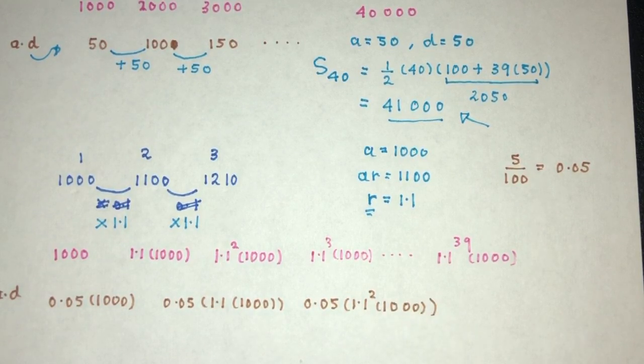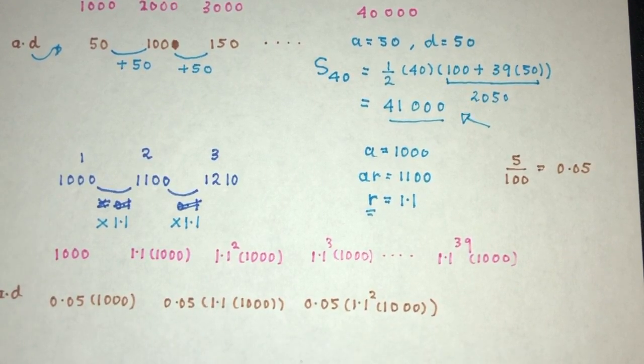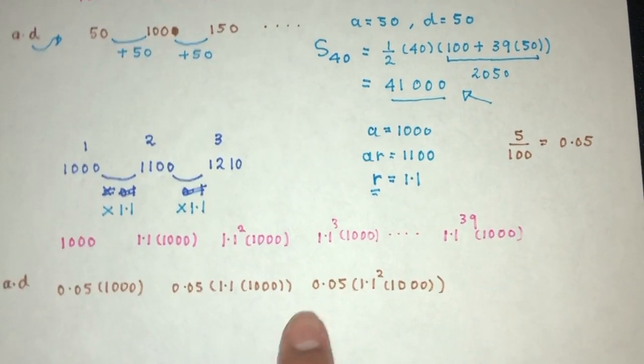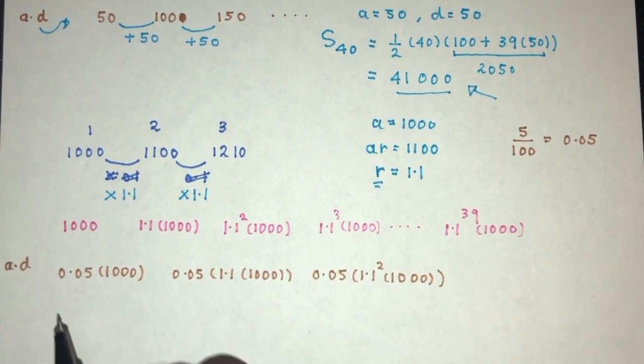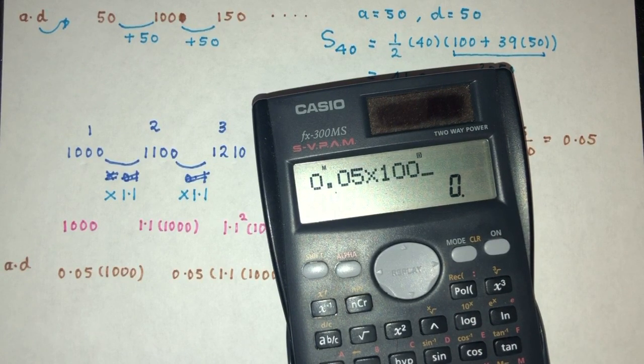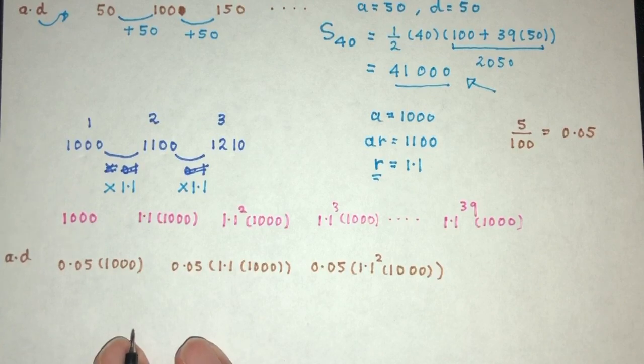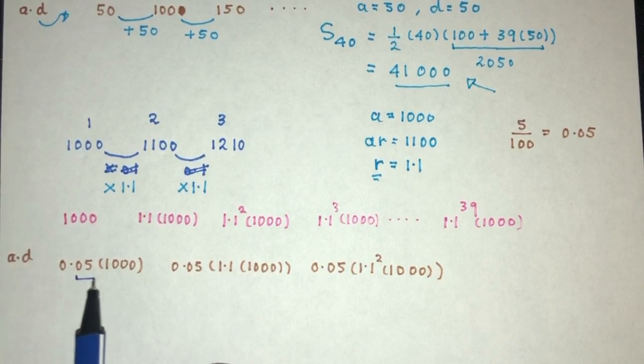So as we can see, even for this progression, this sequence, the only thing really changing is the 1.1. So let me rewrite this down. I can bring this in. That will be 0.05 times 1,000. Let me just leave it like that because I don't want to confuse you guys. This is my first term.